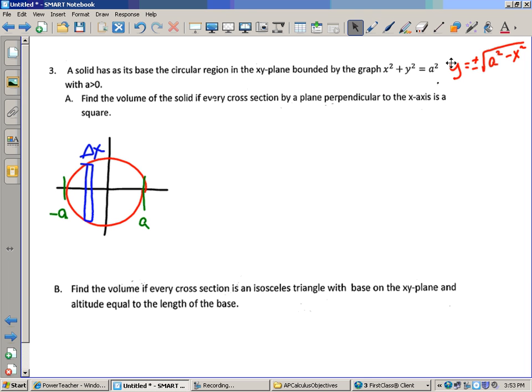In part A, it says find the volume of a solid if every cross-section by a plane perpendicular to the x-axis is a square. So our volume equation in this instance: volume, definite integral. Since it's a delta x, my smallest x value is negative a, my largest x value, positive a. For every cross-section problem, I need to know the formula for the area of my cross-section. In this case, it's a square, so I know side squared finds the area of a square, delta x.